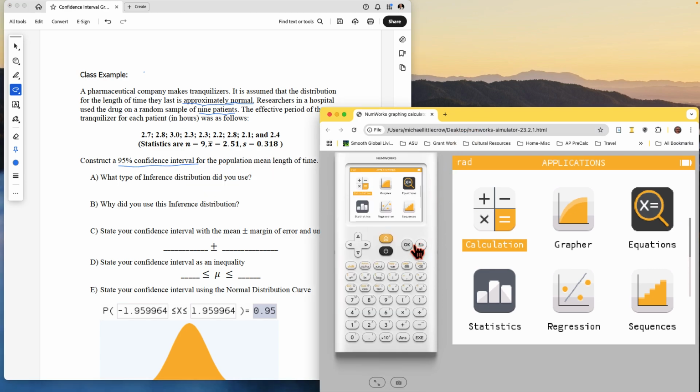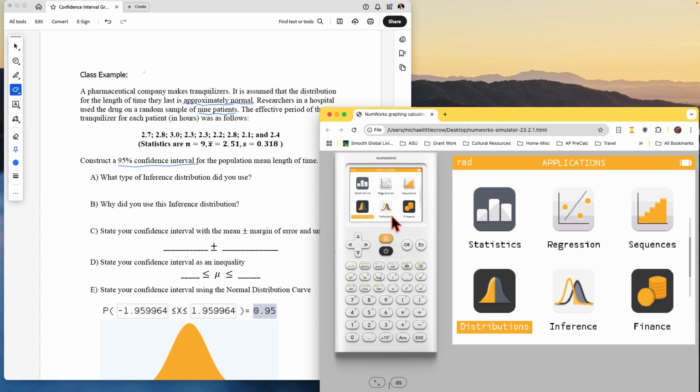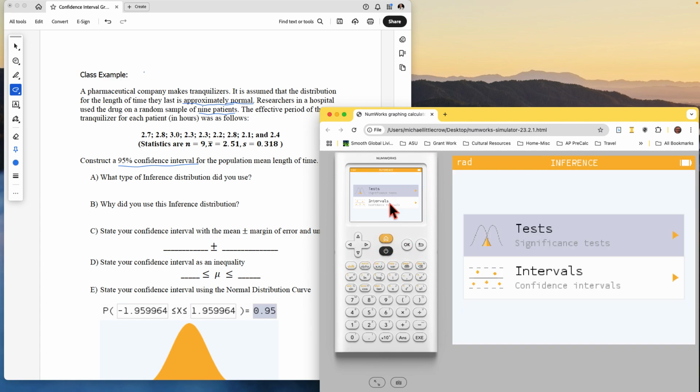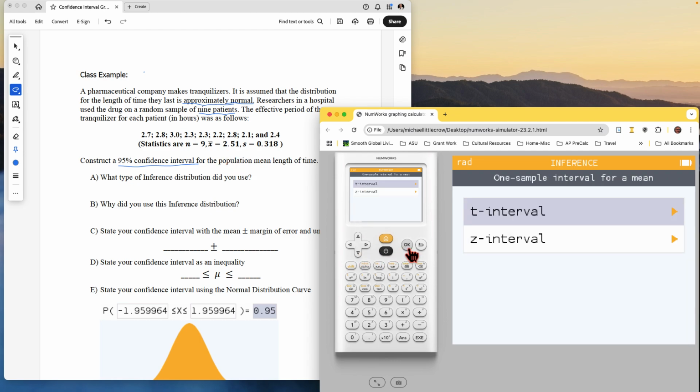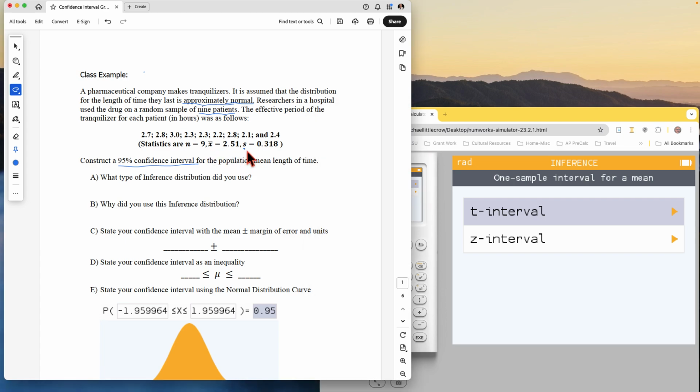So as we come here, we remember we're going to inferences, and in this case we're using intervals, not tests. When we come to intervals, we have 2 choices. One is proportion. If it's a percentage, well, we don't have a percentage. This is actually the mean that we're looking for, right? So we're looking for one mean. Now the choice is, do we do a t interval or a z interval? This one, the standard deviation that's given to us comes from the sample. That tells us to use a t interval.